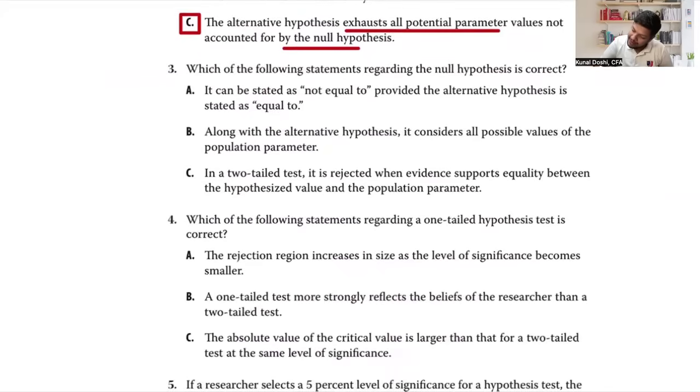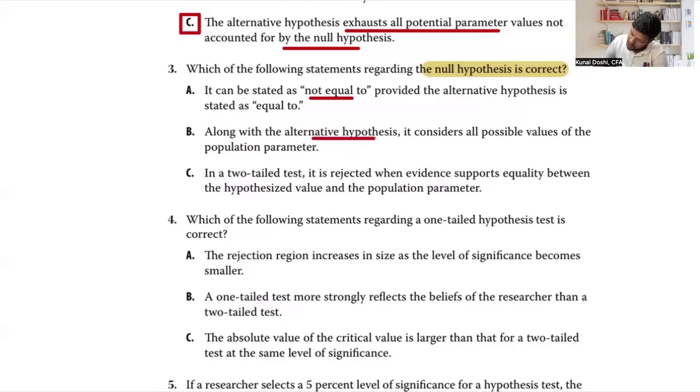Which of the following statements regarding the null is correct? It can be stated as not equal to. Wrong. Null always needs the equal to sign to provide the alternative hypothesis. So A is wrong because it says not equal to. Remember, null always has the equal to sign.